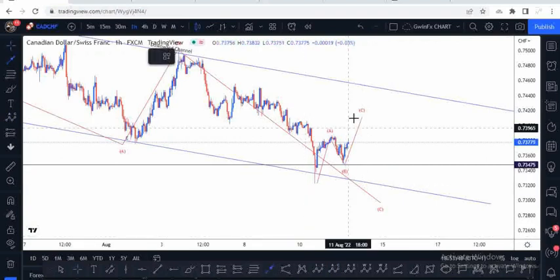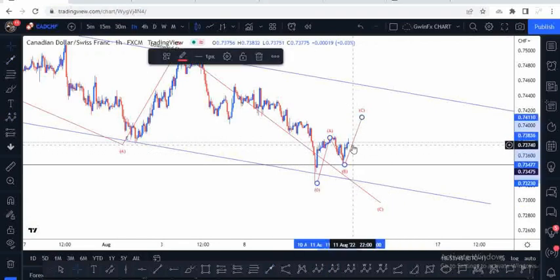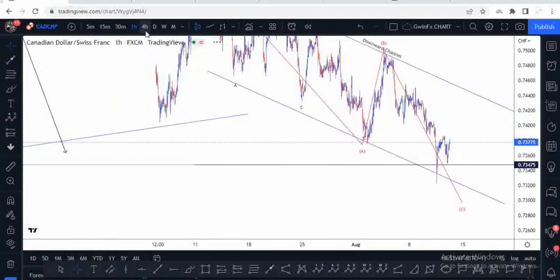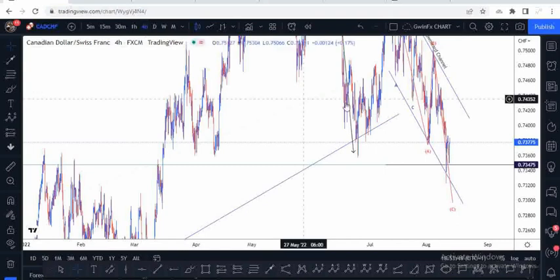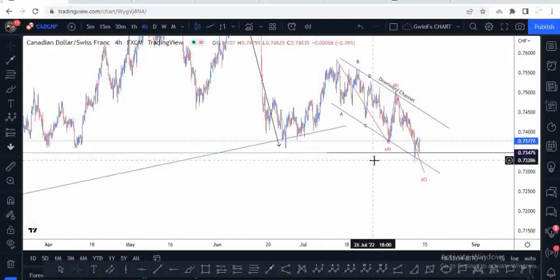For those of you that are still expecting CADCHF to drop further, what are going to be your targets? Let me share with you what I would do if I were looking at more downside possibilities. I'm going to point out my target.